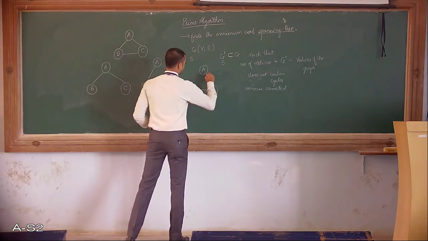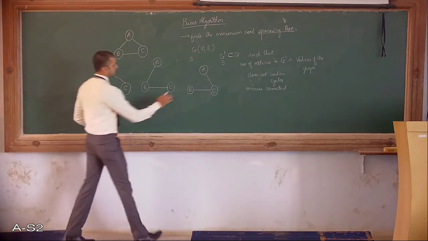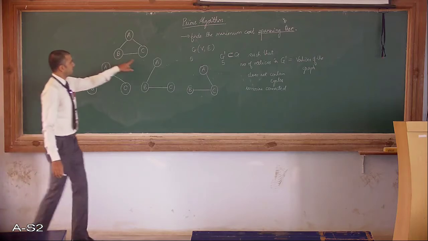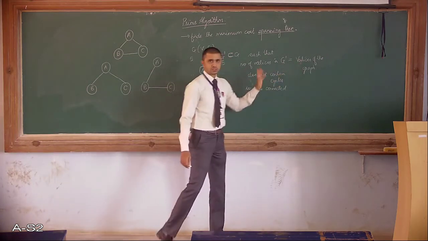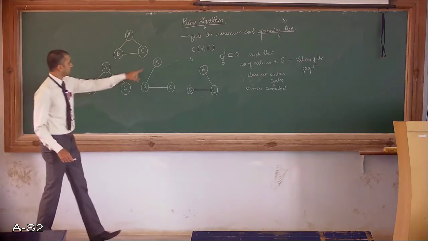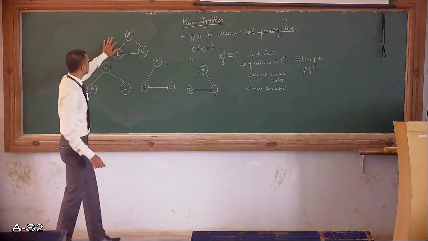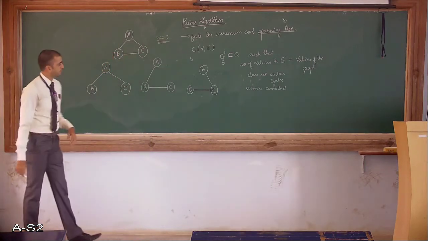And this is another spanning tree. And this is another spanning tree. As you can see, the number of vertices in the spanning tree should be equal to the vertices in the graph. How many vertices in this graph? 3. So all these spanning trees contain 3 vertices. So vertices of this graph is equal to the vertices present in the spanning tree.